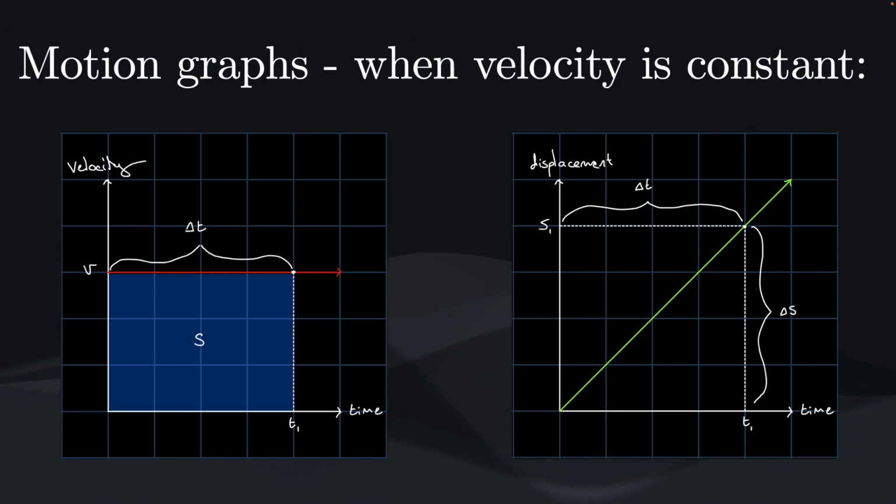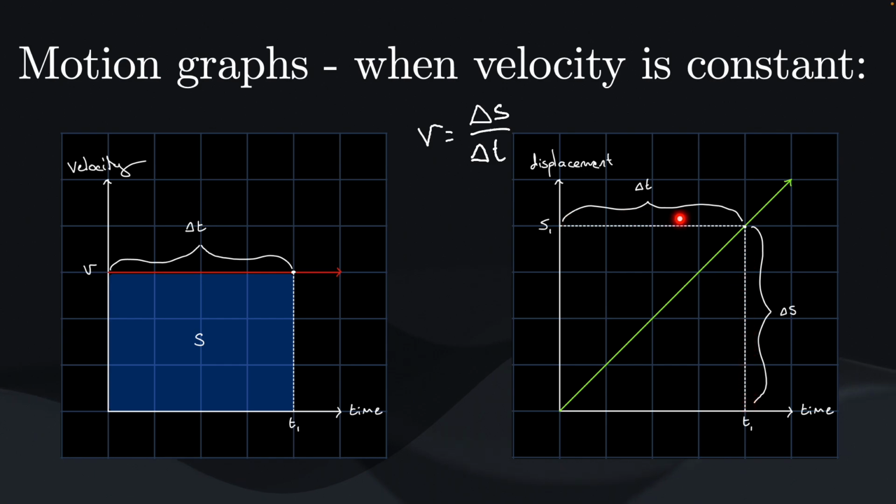And we can find the velocity, because remember, velocity is equal to the change in displacement over the change in time. So therefore, if we have the displacement time graph, and we have here the change in displacement and the change in time, we can just say that the velocity is this divided by this, and that is the gradient of this graph. And it would work in the same way if we did just this.